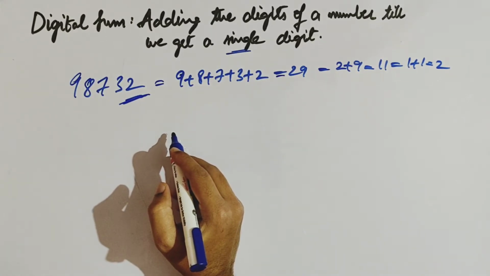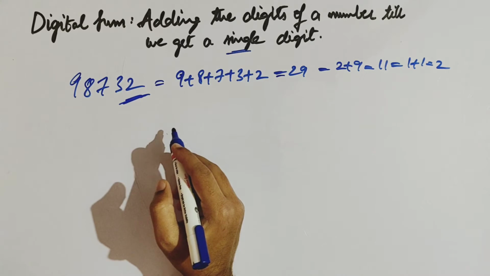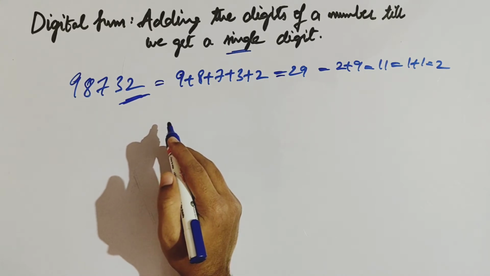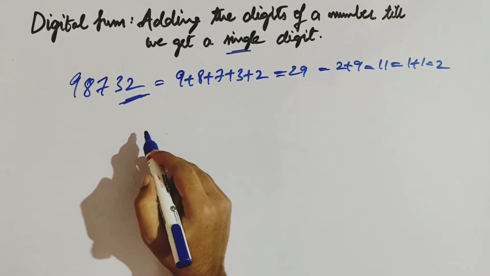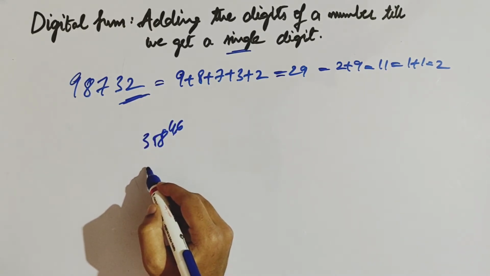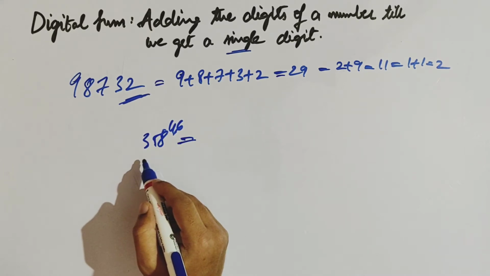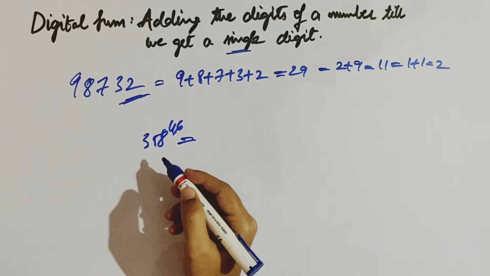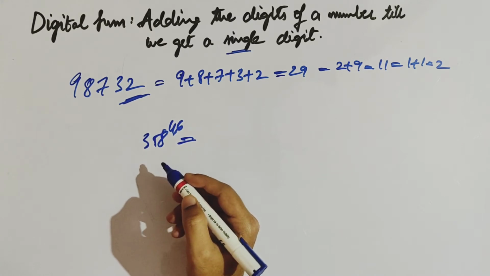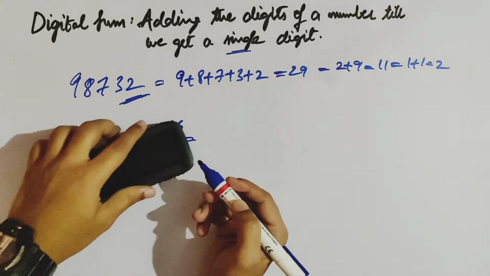So sometimes you have to calculate a lot to find the digital sum, and if you have a number something like 358 power 46 and you are asked to find the digital sum of the number, it is quite difficult to find. So I'll show you a method where you can find the digital sum easily.